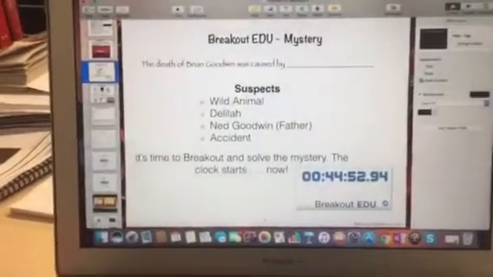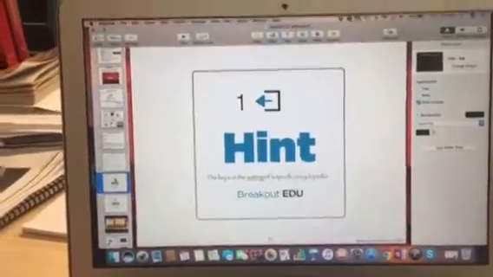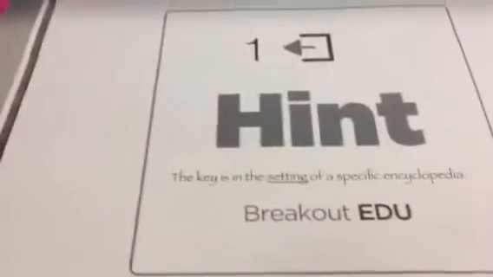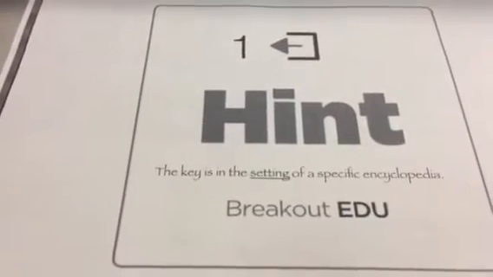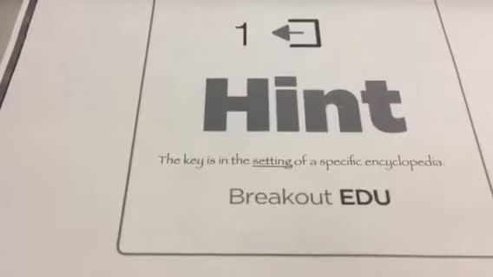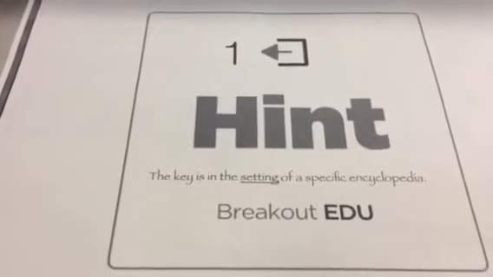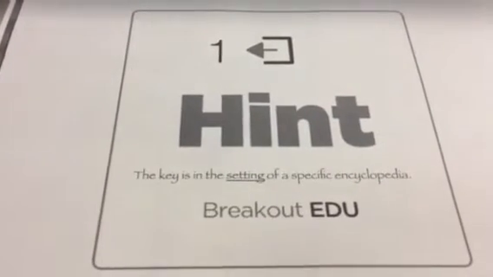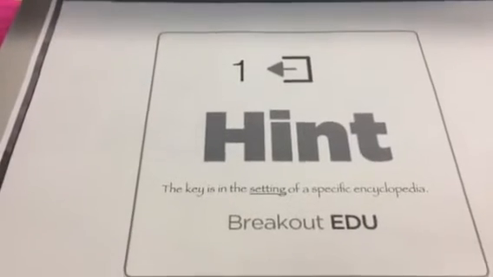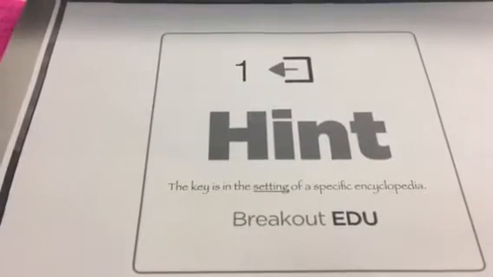The first thing that they'll get from their teacher is hint card 1, and as you can see here, hint card 1 shows that the key is in the setting of a specific encyclopedia. So you can hide this in a library, your media center, or your own classroom, but the teacher needs to make sure that beforehand they hide the key to get into the first lock in an encyclopedia.